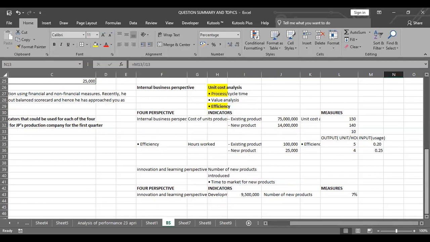The question I have: can we use the balanced scorecard to measure, for example, the performance of a divisional manager?